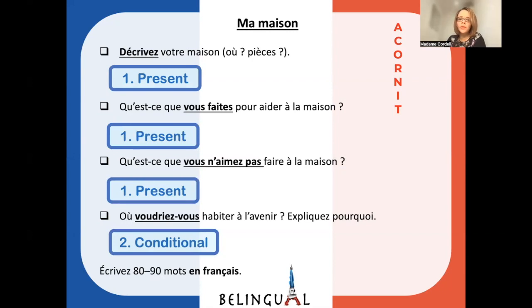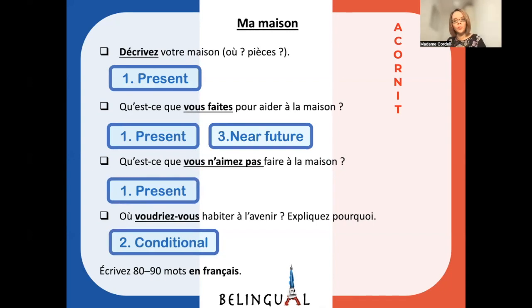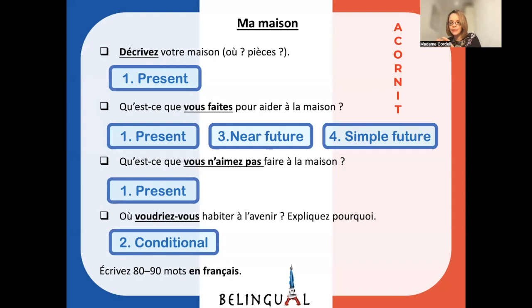Okay, so once you've got your tenses, you can think, okay, maybe I could add one or two more. How can I do that? So in this example, we are going to incorporate the near future in the second bullet point. So what do you do to help at home? This is what I usually do, and perhaps give an example of what you're going to be doing next week or next weekend. Okay, so once you've done that, maybe you can see if you can tag the simple future to it, because those two tenses are both set in the future.